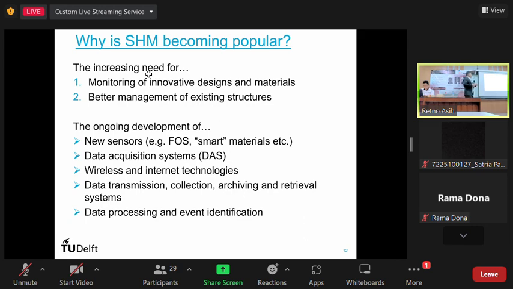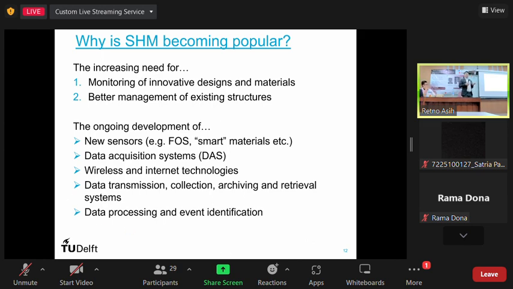And we also need to have a better management of existing structures. So that's why we use structural health monitoring techniques to have an understanding of what's going on online and in situ, rather than doing experiments and characterizing them. They're using that knowledge to design and to be conservative. So also there are new developments in sensors.